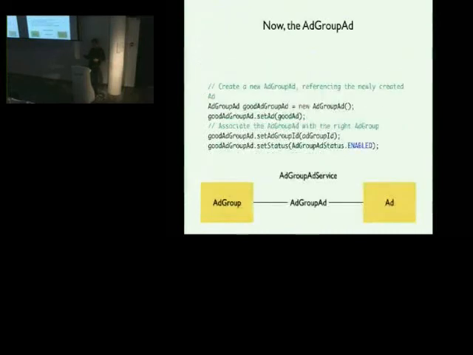Next, I need to set up the ad group ad. So remember this picture. And notice what I'm doing. I'm creating a new ad group ad object and adding the text ad I created in the last step to it. So I'm setting its ad, I'm saying ad group ad dot set ad equals good ad. And then I'm associating the ad group ad with the right ad group. So I know within my account which ad group I want this to go in. So I'm setting the right ad group ID, and then I set the status to enable because I want this to show. So that's how I link an ad to an ad group using the ad group ad object.